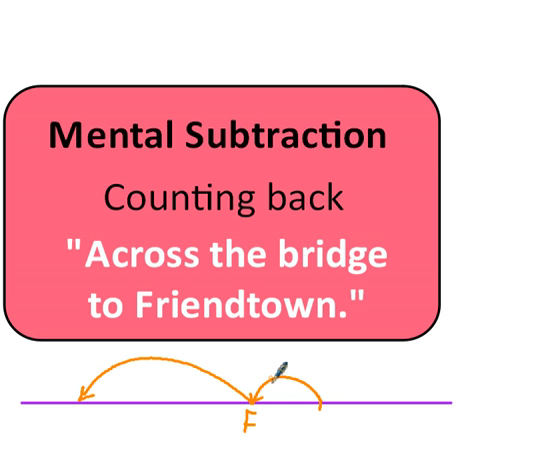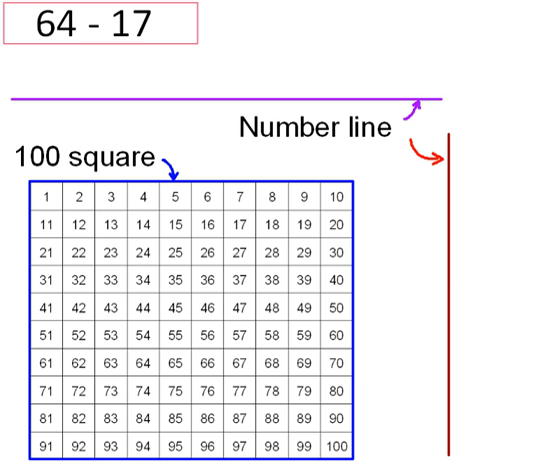So I'd count back, create a little bridge to Friendtown, to a friendly number, and then carry on counting back, because it's far easier to count from a friendly number than it is sometimes from the number that you're starting with. Okay, let's have a look at some proper examples.